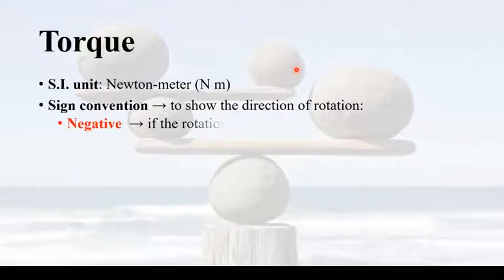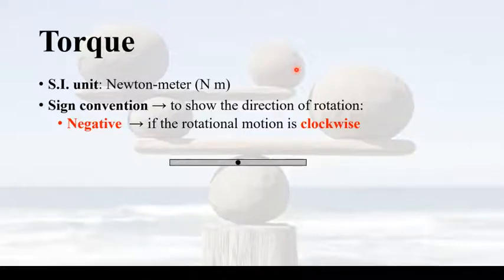So to show the directions of rotation, okay, the sign convention, it tells you the directions of rotation. So if the rotational motion is clockwise direction, then it is a negative value. So what does it mean by clockwise? In case you don't know what is a clockwise direction, this is the clockwise direction. Okay? It follows the directions of a clock. That's why we call it clockwise direction. So in this case, you're going to have a negative torque.